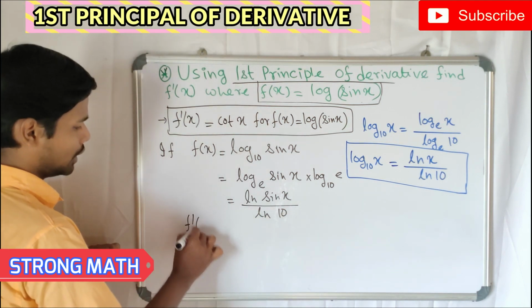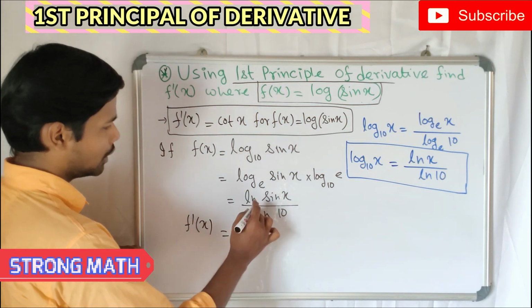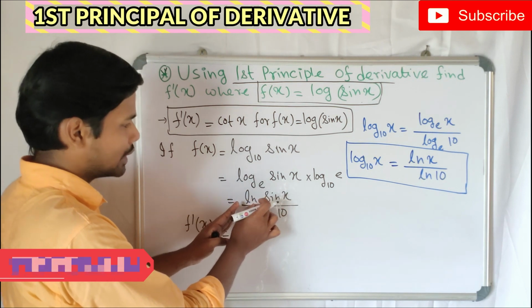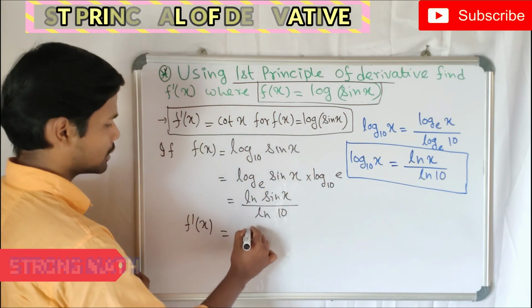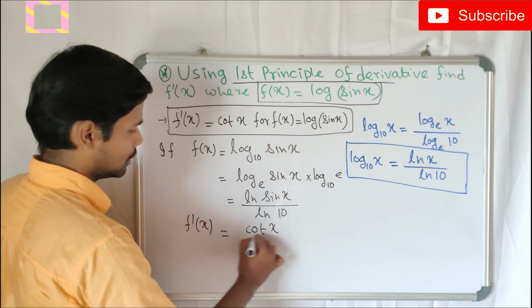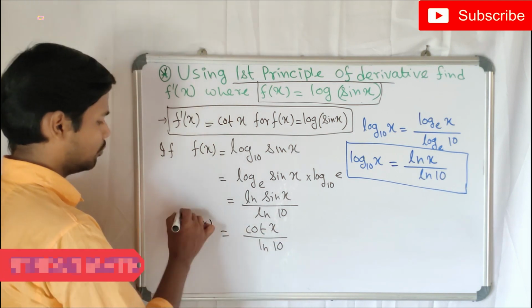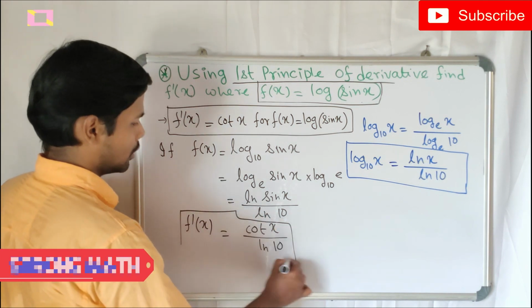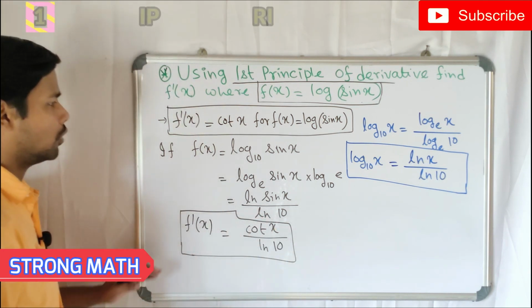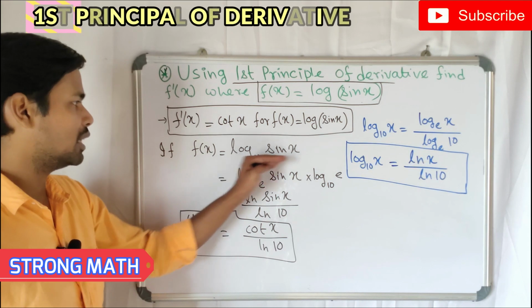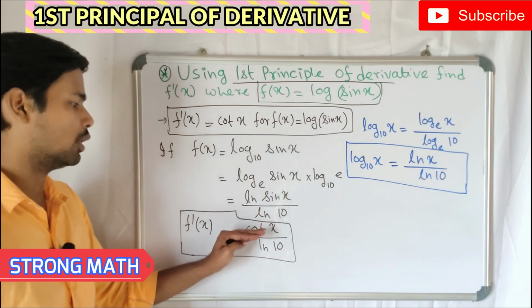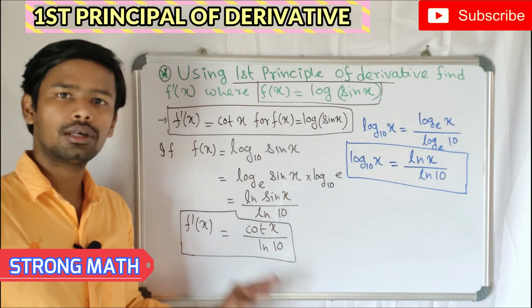Now if we do the derivative, f dash x will be the derivative of natural log sin x, which is cot x. So this will be cot x. As ln 10 is a constant term, this will be ln 10 only. So for log base 10 of sin x, f dash x will be cot x by natural log 10.